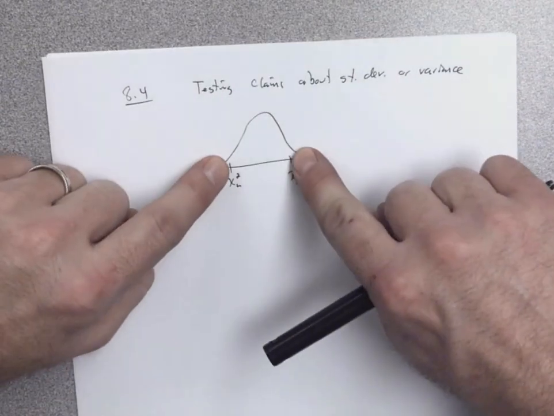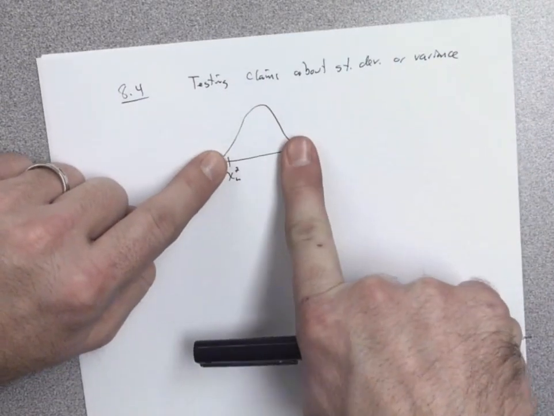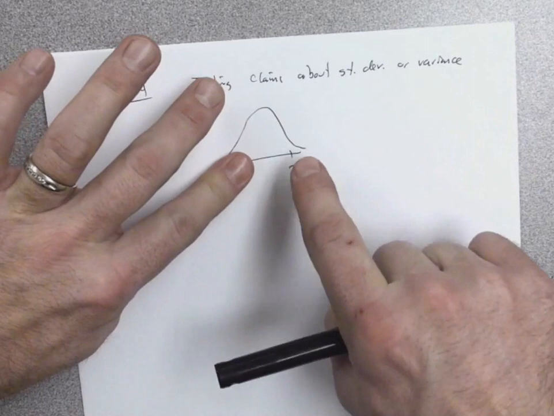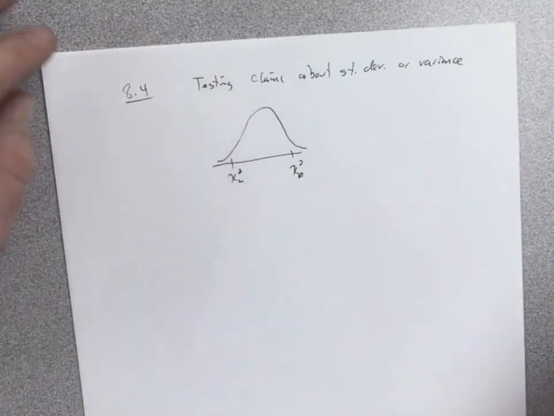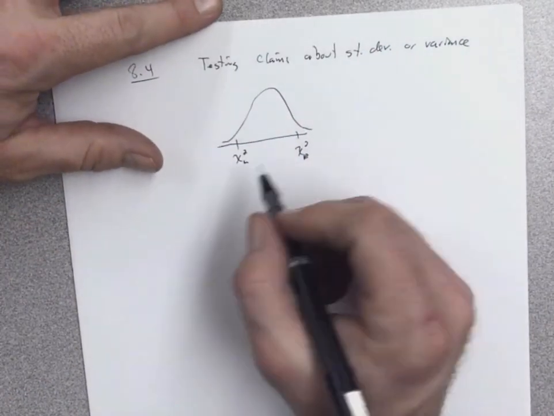Now, if it's two-tailed, the sum of the areas is going to be equal to alpha, but if it's one-tailed on the left, that'll be alpha, or if it's one-tailed on the right, that's going to be alpha. So that's how that works. So remember, these are your critical values.